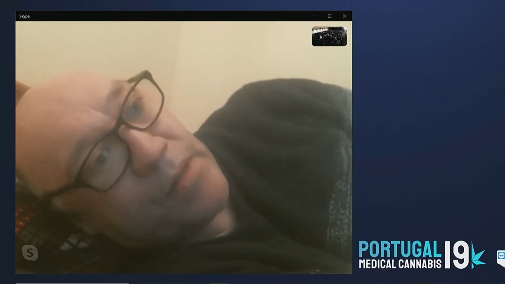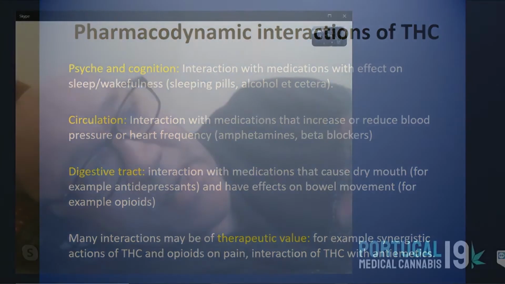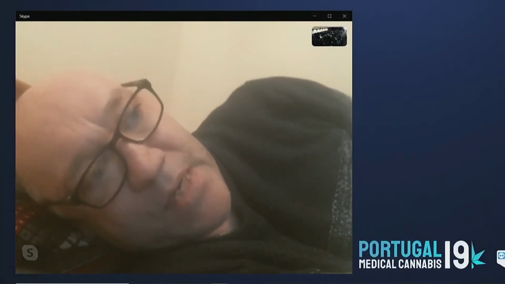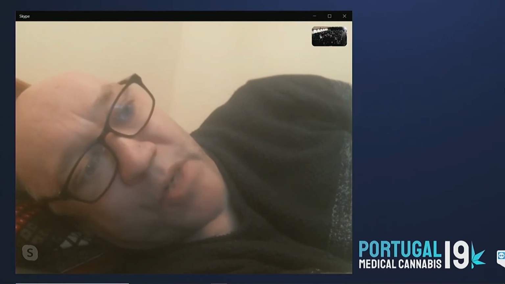Another great area of interactions are those on heart and circulation. For example, THC is usually lowering blood pressure. If you already take medication that reduces blood pressure because you have high blood pressure, then there may be an additional effect. I have many patients who get cannabis, for example, against pain, and they also have high blood pressure, and they tell me I can reduce my blood pressure medication.